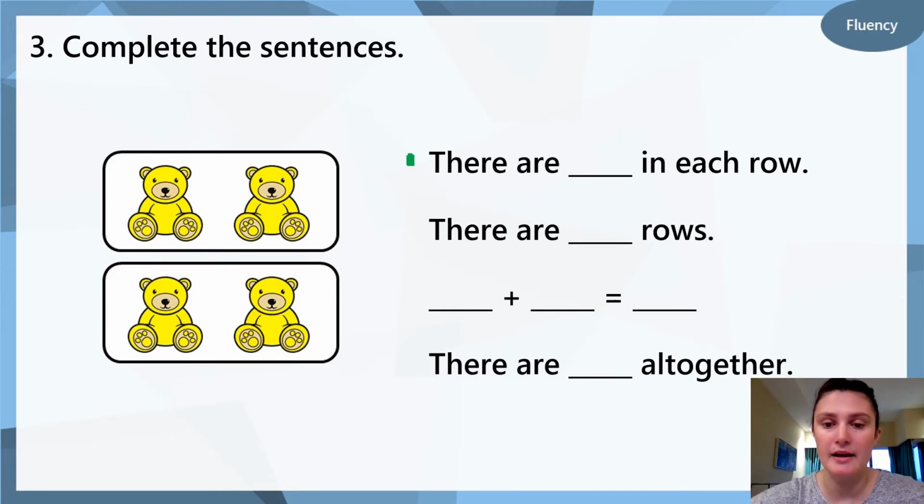Next sentence, there are rows. Count how many rows we have. Remember, the rows are going across.